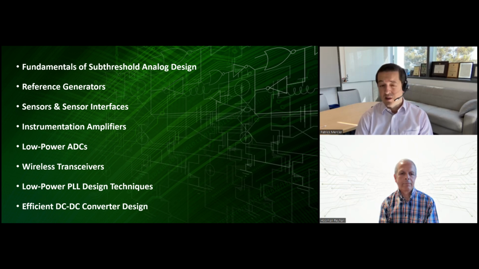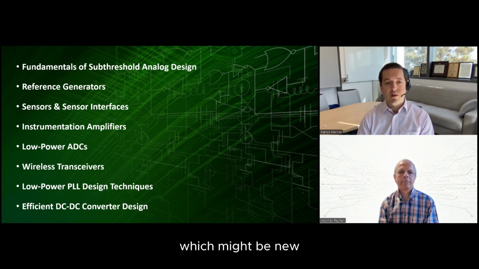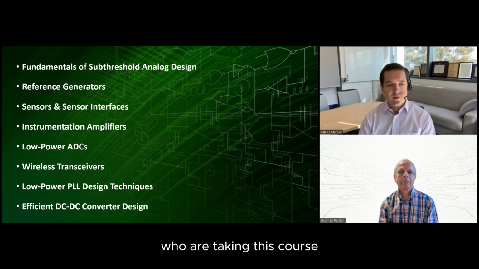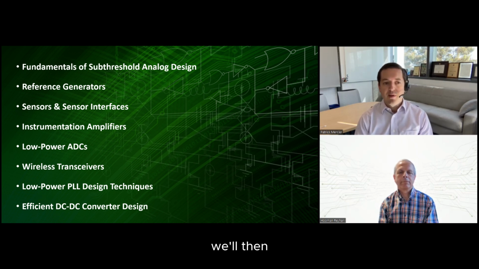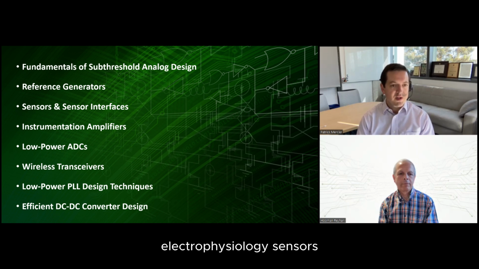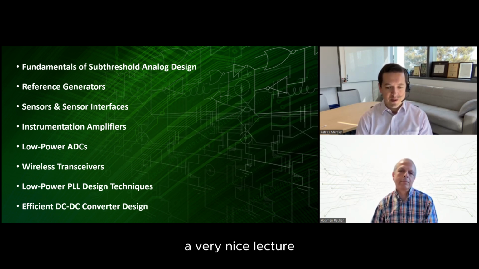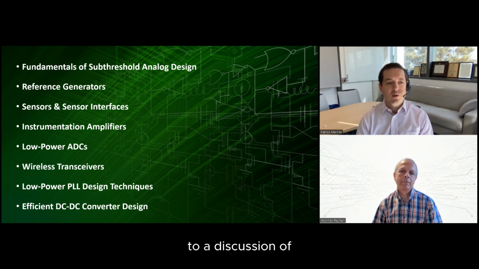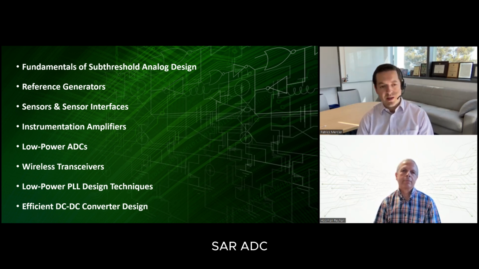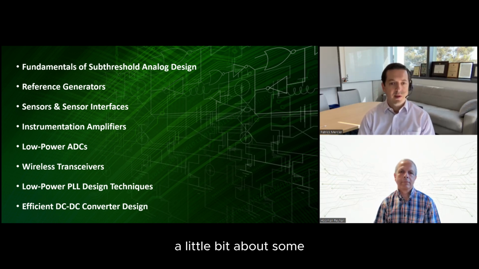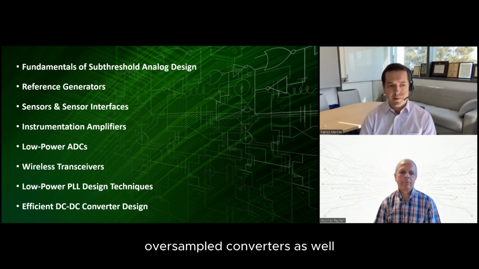We'll include things like electrochemical sensors in our discussions there, which might be new for a lot of people who are taking this course. We'll then have a lecture on instrumentation amplifiers. These are important for electrophysiology sensors and other high impedance sensor interfaces. So that'll be a very nice lecture. We'll then move on to a discussion of low power ADCs. We'll focus mostly on SAR ADC design techniques, but we'll talk a little bit about some oversampled converters as well.